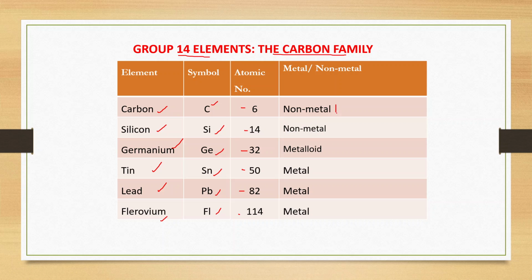Carbon and silicon are non-metals. Germanium is a metalloid and the remaining members, tin, lead and flerovium, are metals.